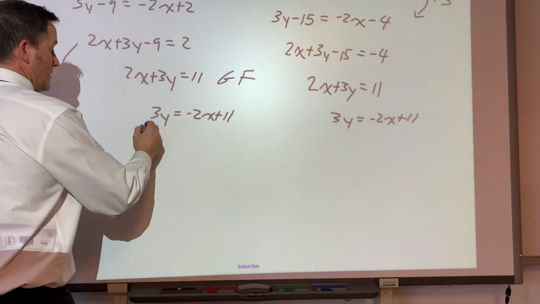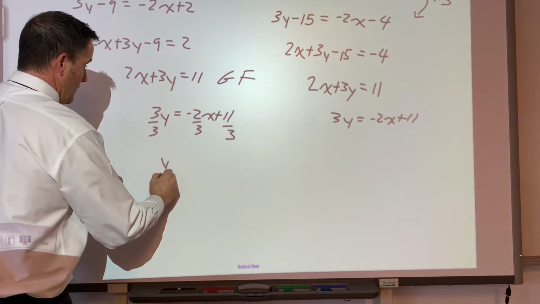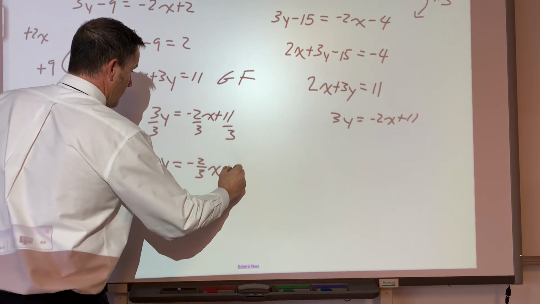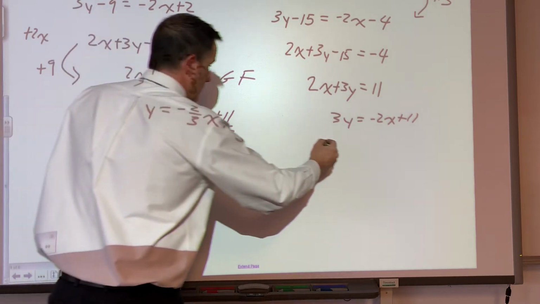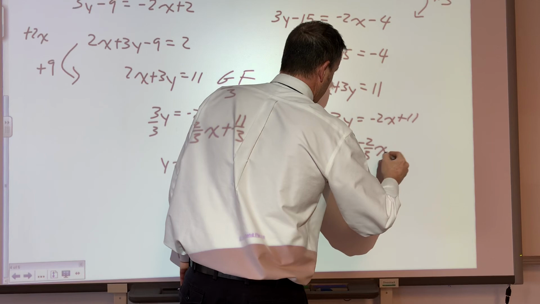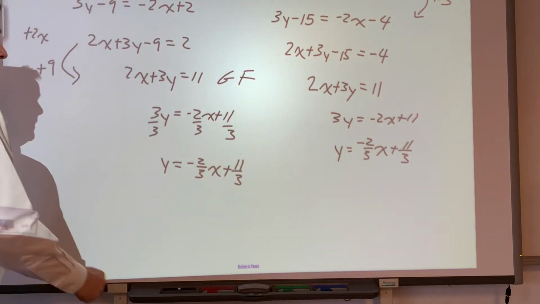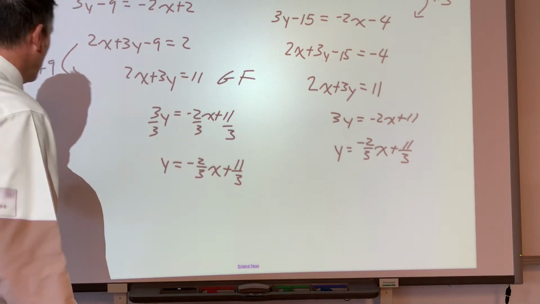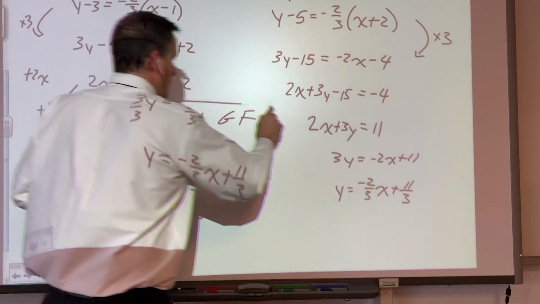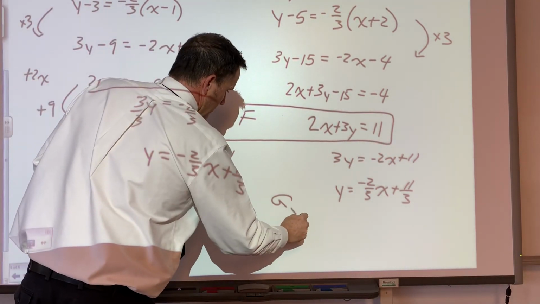To make it y equals, I get to divide everything by 3. Y equals negative 2 over 3x plus 11 over 3. Well, gradient intercept form, slope intercept form, whichever way you want to look at it, and general form. So that was general. And this is gradient intercept form.